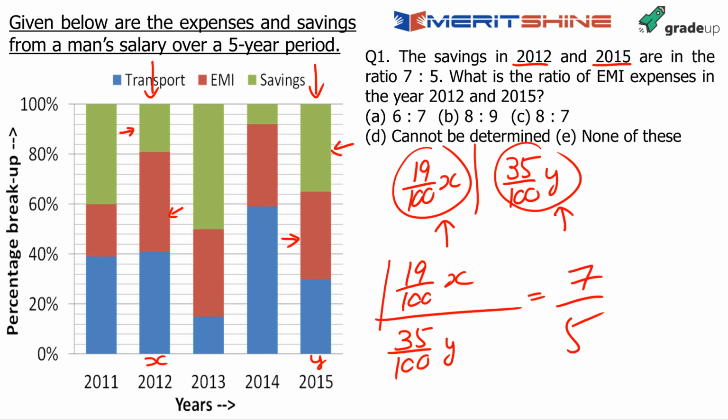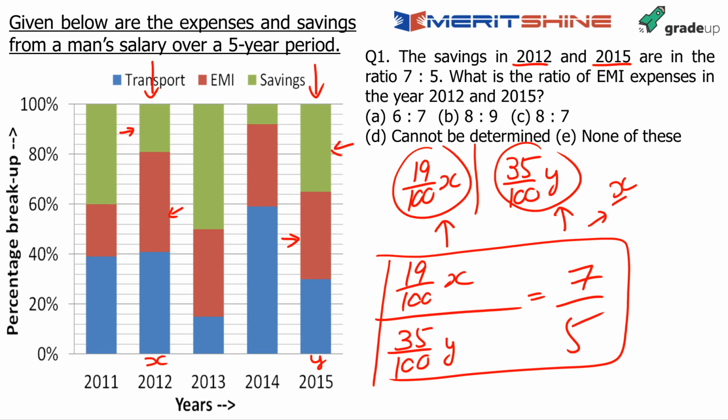So it means that I can calculate the ratio of X is to Y very easily. This is very clear from this. If I know this, I can calculate the ratio of X is to Y. Now since I can calculate that, and he is asking me the ratio of EMI expenses in the year 2012 and 15, what is EMI? This number is again given to me. This is 40%. So basically this would be 40% of X.